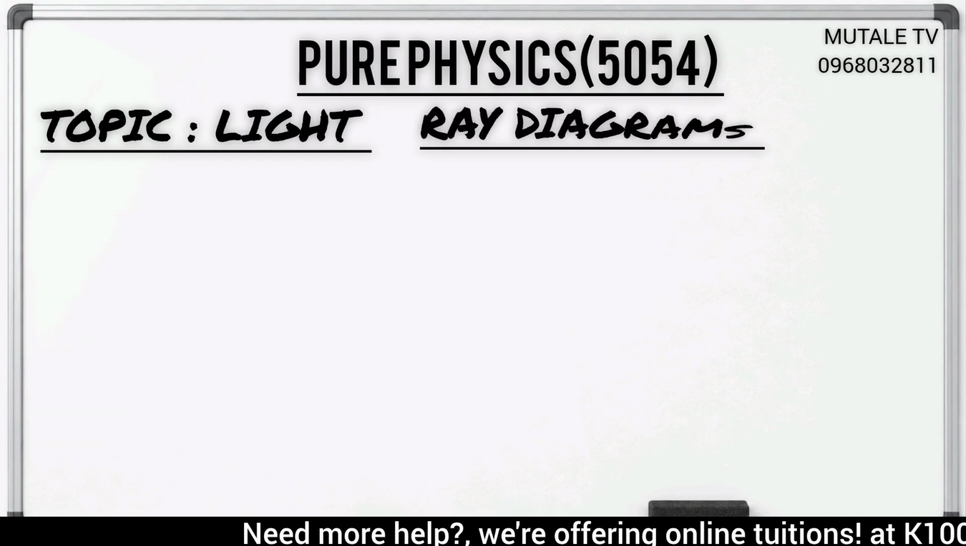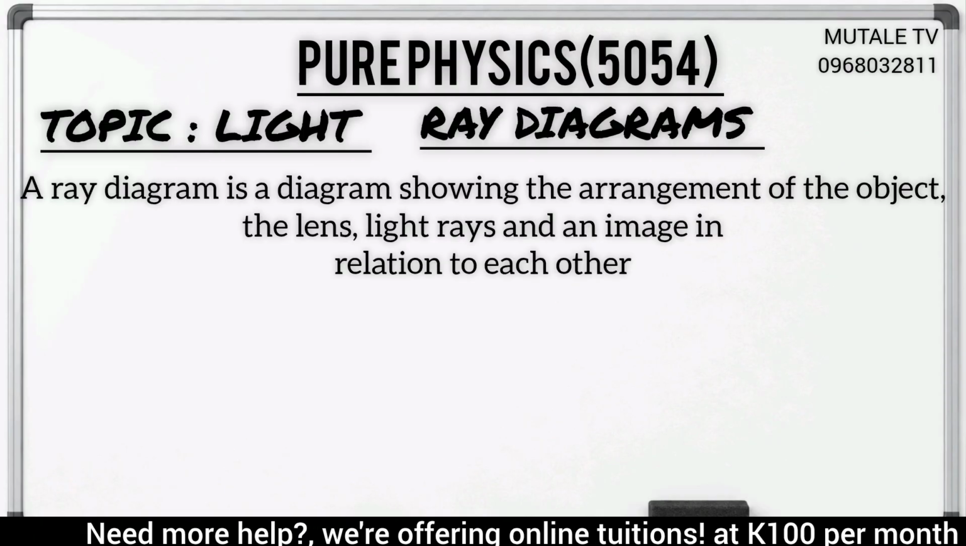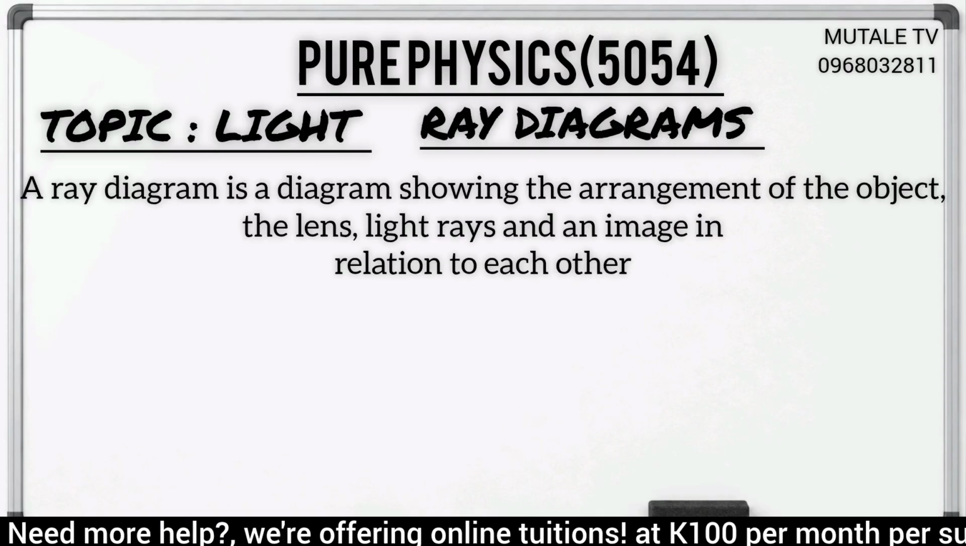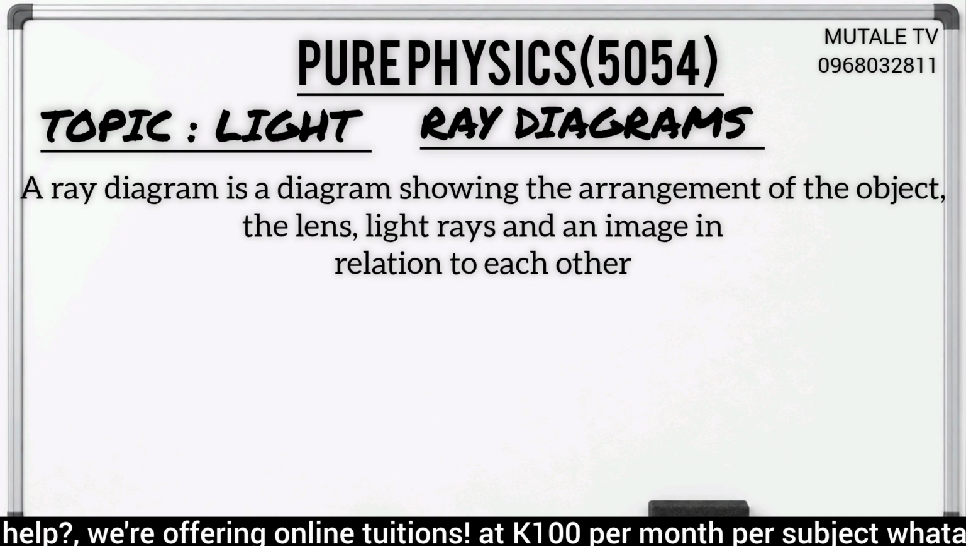To understand exactly where and how these images form, we use ray diagrams, which show the arrangement of the object, the lens, the light rays, and the resulting image in relation to one another.